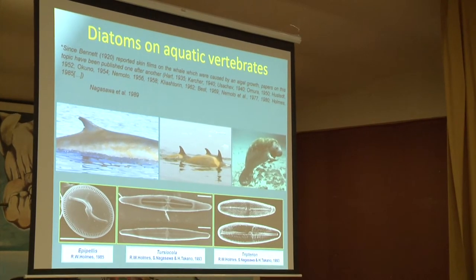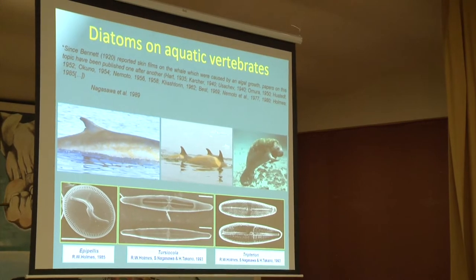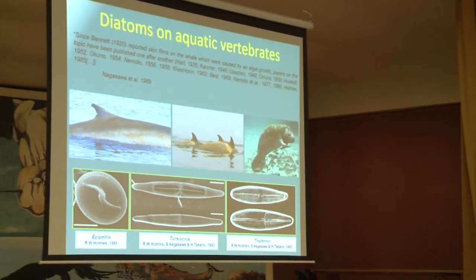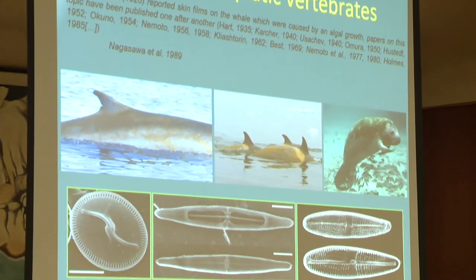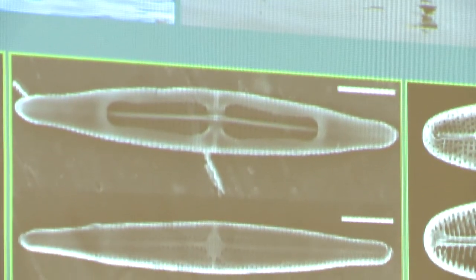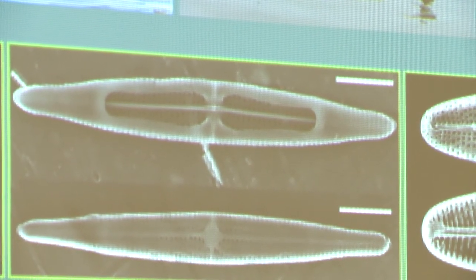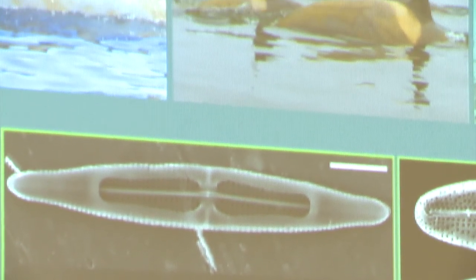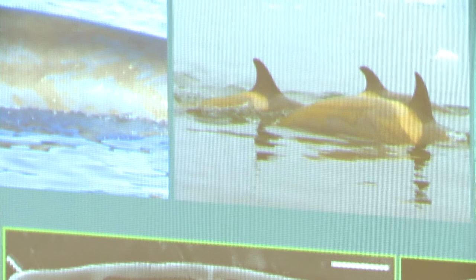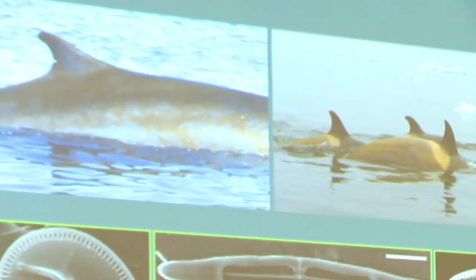The idea of the study that we propose here is to study the diatom microcommunity on vertebrate, and in particular, on turtle. We know that there are many different diatoms on different kinds of vertebrate. All these genera are generally specific genera, new genera. There are on dolphin, there are on whale, there are on manatee, and there are on turtle.